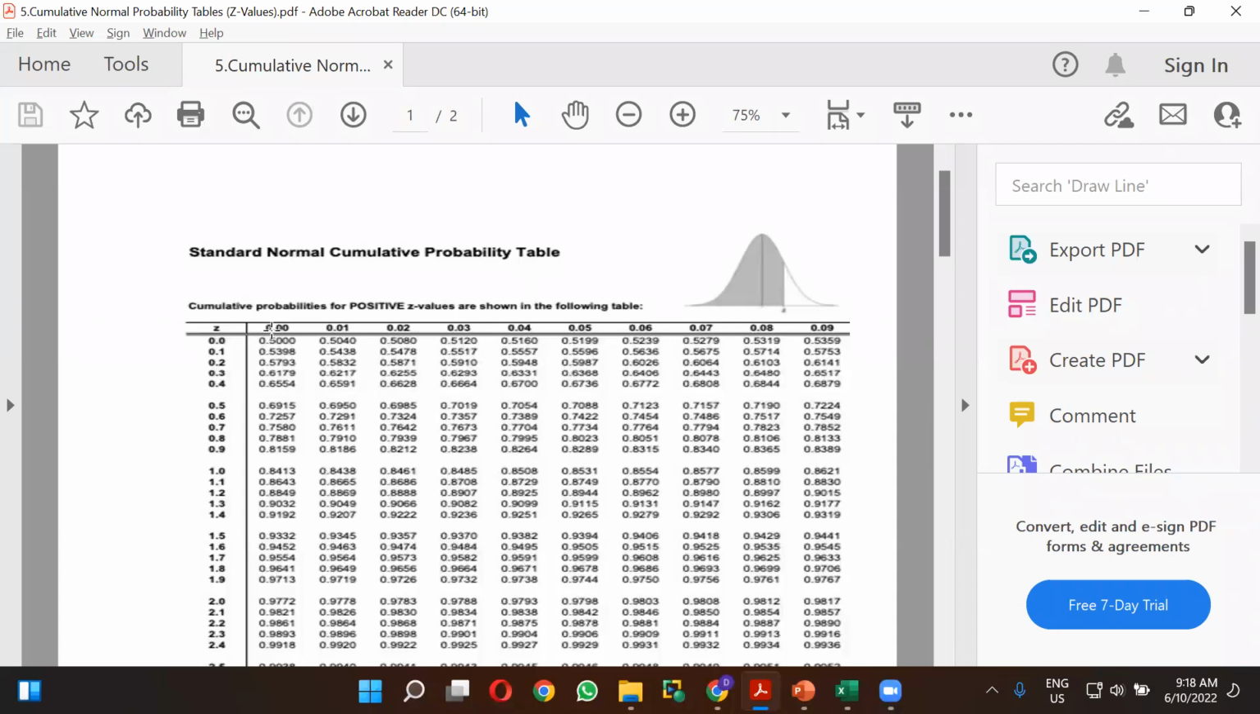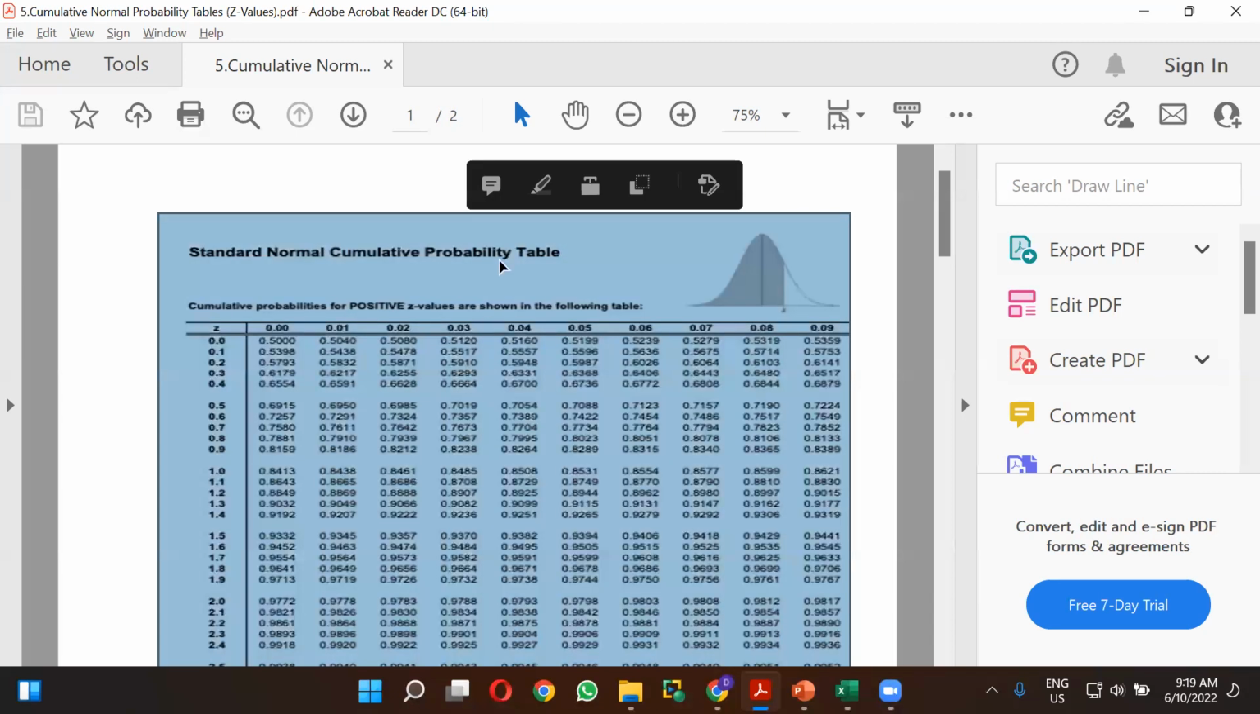When you are reading the cumulative normal probability tables, we have to read this table starting from the left side. So 0.3 is here, and 0.33. The second decimal place is here. 0.3 here, and for 0.33 you have to go for the second decimal. So what is the value?